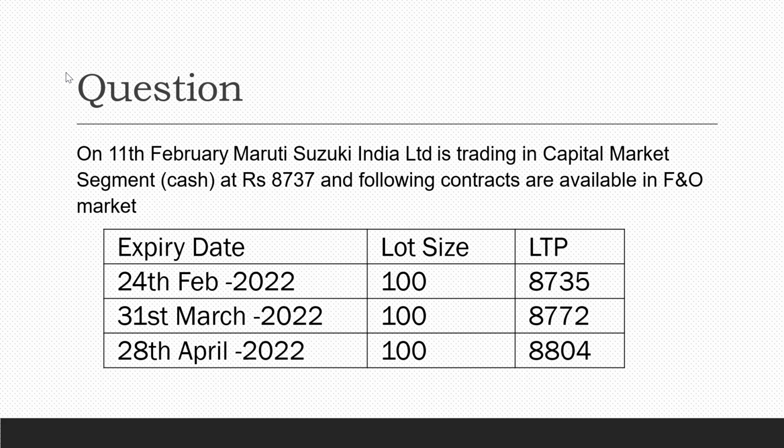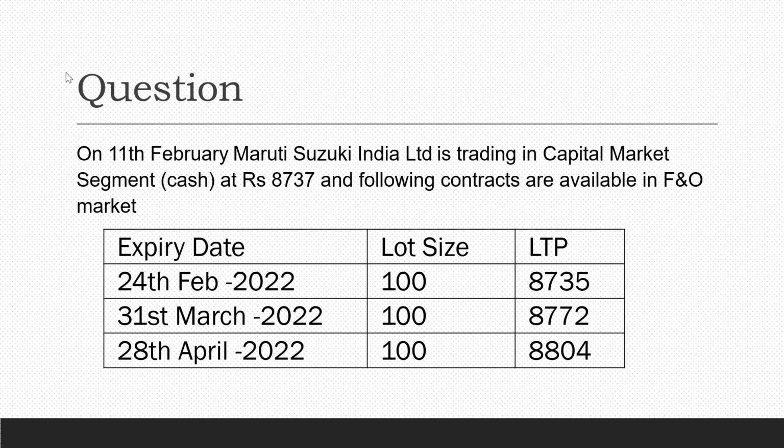Okay. Now, on 11th of February, you found that Maruti was trading in the cash market at 8,737 rupees, and the following contracts are available in the futures market of the stock exchange. So there are always three contracts which are open. One which is going to expire in the current month, which is called the near month. Another contract which is going to expire the next month, and then the far month, which is the April month.